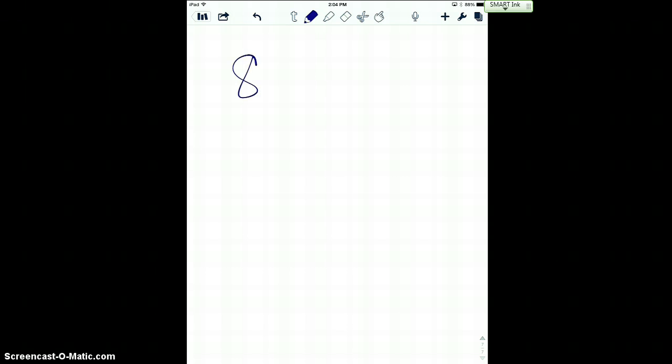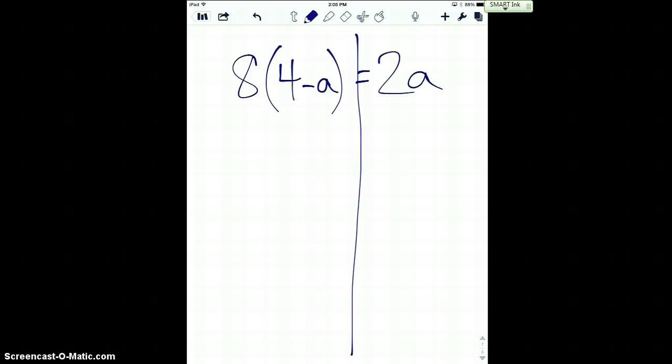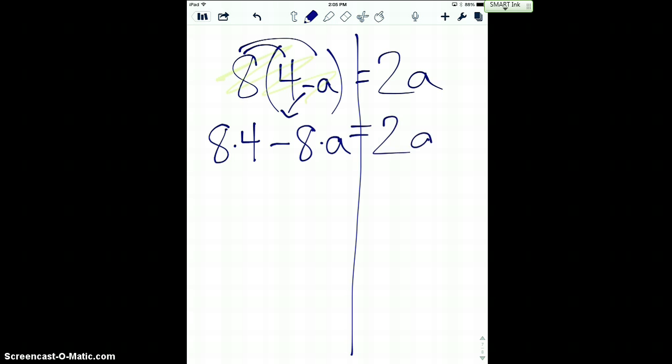Okay, here's the spicy. 8 times the quantity of 4 minus a equals 2a. All right, so to solve, I'm going to have to simplify the left-hand side before I even solve anything. I'm going to have to multiply that 8 through to both terms on the inside. So I'm going to have 8 times 4, bring down the subtraction, and then 8 times a. And that'll be equal to 2a.